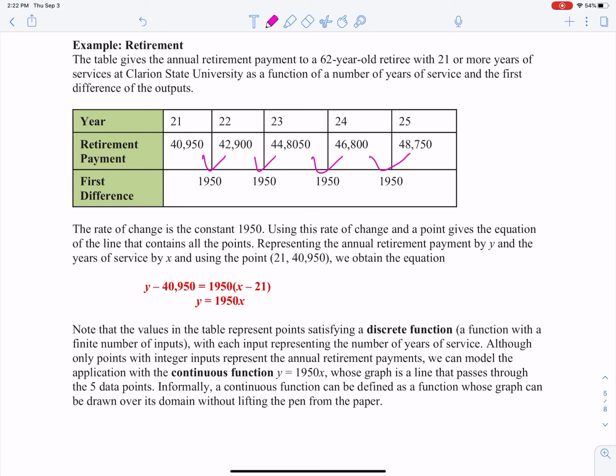1950, using this rate of change and a point, gives the equation of the line that contains all the points, representing the annual retirement payment by Y and the years of service by X, and using the point 21, 40,950. So that's from the chart right here, this point right here. So we plug and chug. This is the point slope method, right? Point slope. All right, we plug in, and we get that linear equation right there.